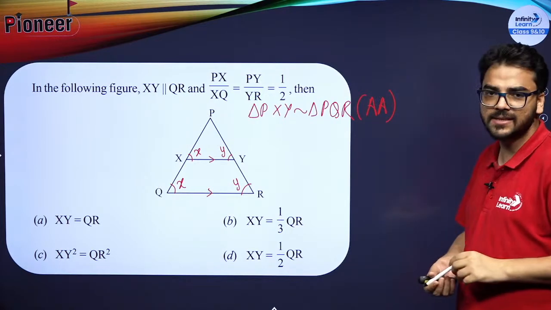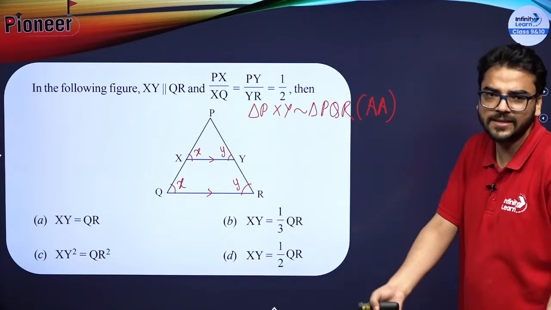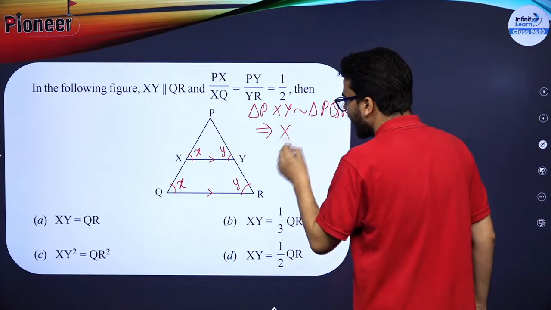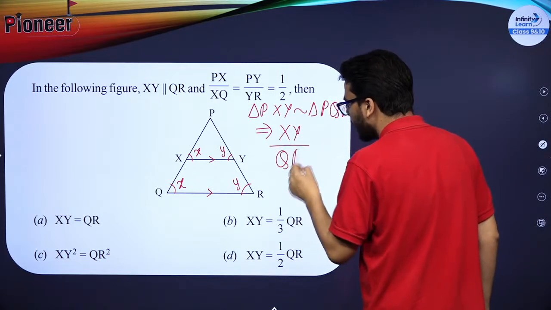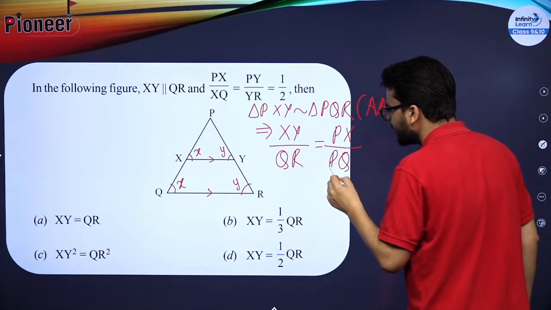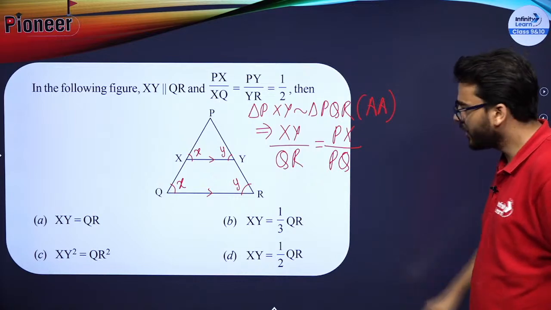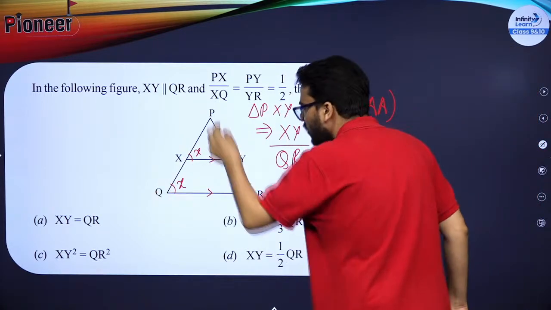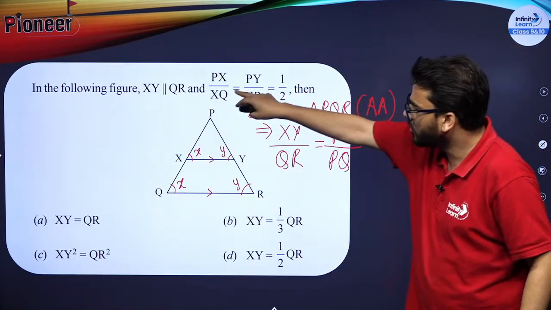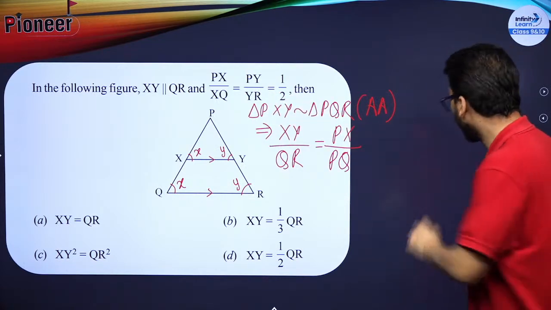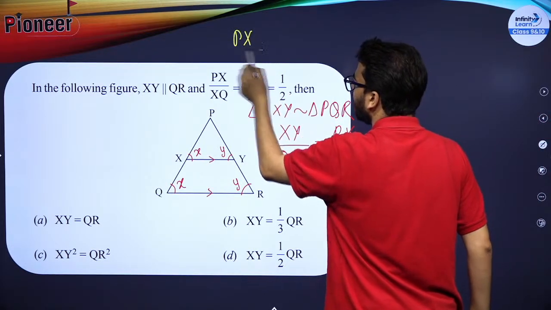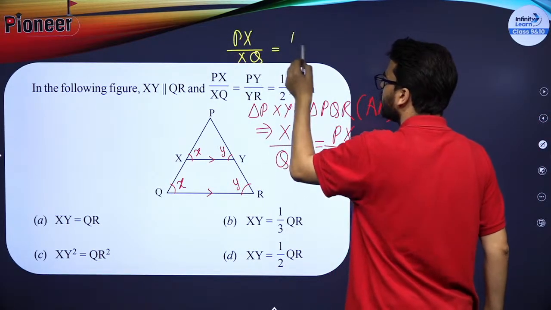Now, if two triangles are similar by the AA similarity criterion or by any other similarity criterion, the ratio of corresponding sides will be equal. So can I say XY by QR is equal to PX by PQ? Can I say that, guys? XY upon QR, PX upon PQ. I hope that is clear. Now you see, PX upon PQ is not given in the question. Read it very properly. In the question, what is being given, guys? PX upon XQ is given, that is equal to 1 by 2.